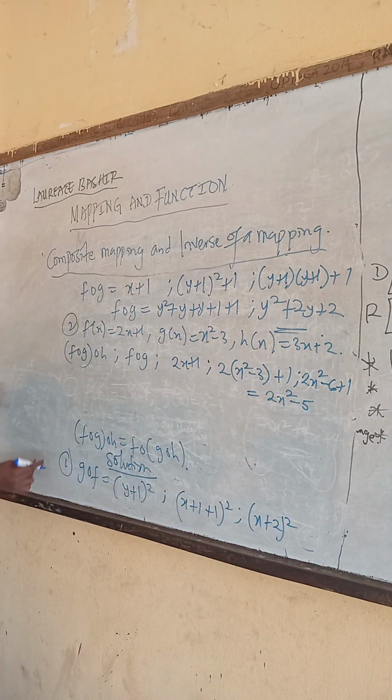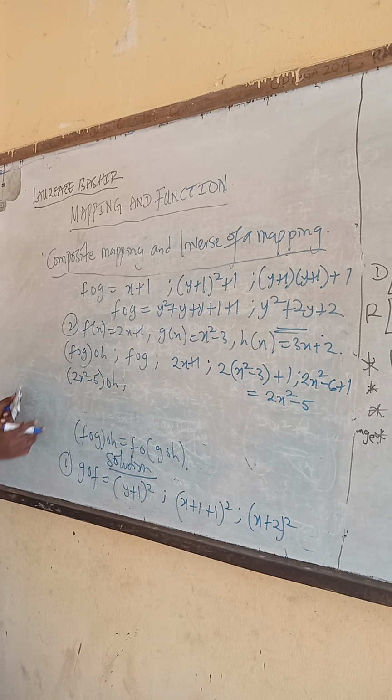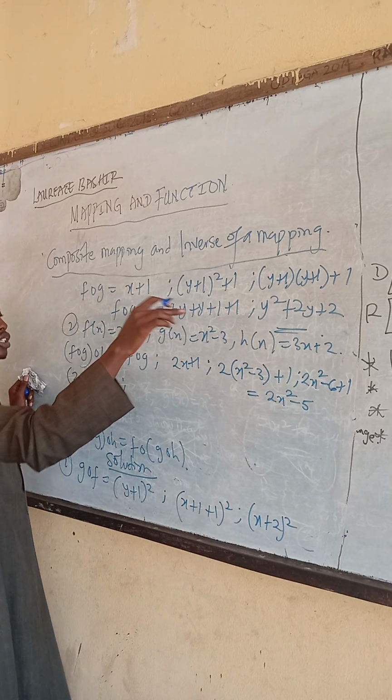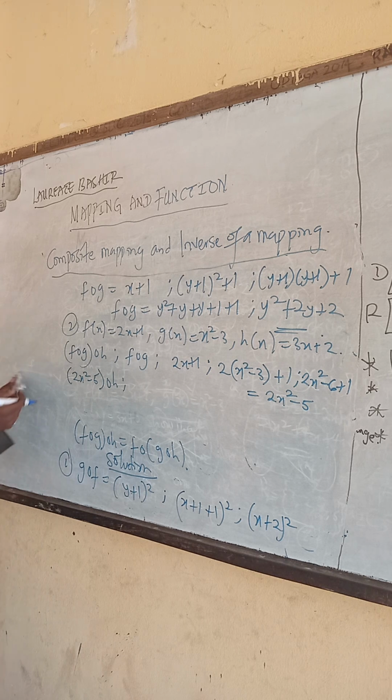That's what you have. Now, f composite g like this, come and put it in bracket. F composite g is 2x square minus 5. Composite h means that everything you are having here, you go and replace it with what you are having in your h. Is that not the meaning? Yes, that's the meaning.